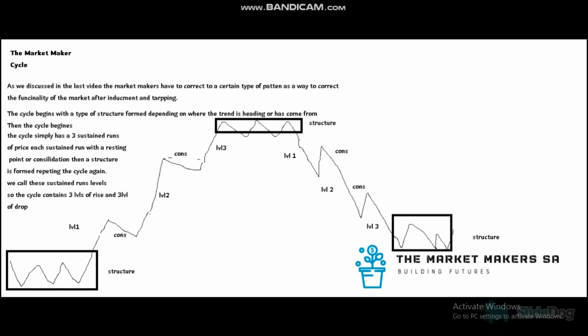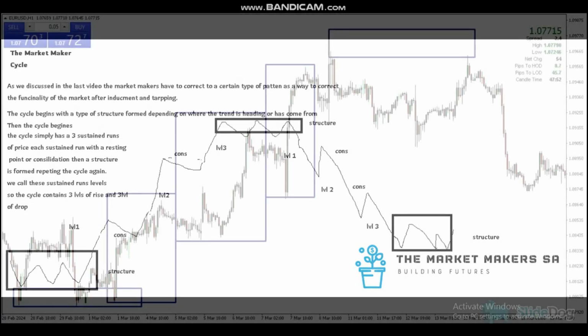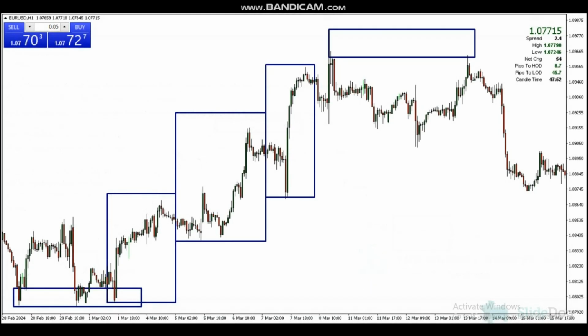Let's go to the charts right now, so we can literally show you what I'm trying to teach. As you can see, we start with the upper movement, and we start with our structure. As I'm saying, there's a structure that's always going to start to be made before the runs begin.